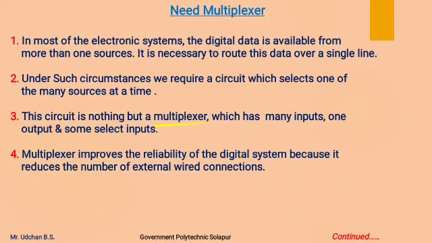The multiplexer improves the reliability of the digital system because it reduces the number of external wired connections. If we take our television system having a set-top box, that set-top box is nothing but an example of a multiplexer. The set-top box has a number of channels at its input, and at a time we observe only one channel using a remote control. When we change the channel, it means that we are selecting any one input from the available inputs at the set-top box, and we are observing that on the screen of our television. That is the best example of the multiplexer.